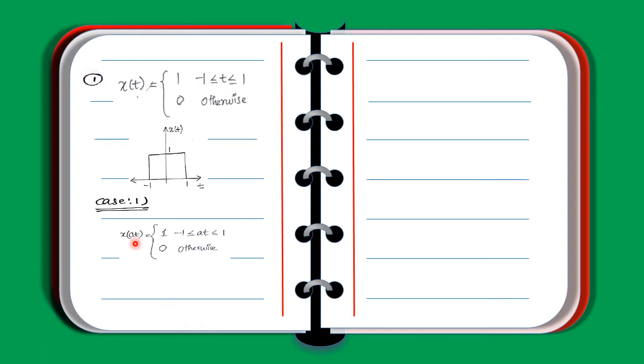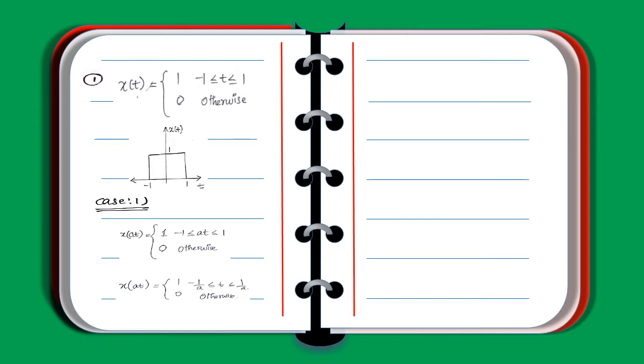To compress or elongate a function, we have to multiply the independent variable t by the scaling factor a. As we have multiplied here also we should multiply. Now let us rewrite this definition such that t lies between -1 by a to +1 by a. These two definitions are equivalent. When at lies between -1 to +1, t will be lying between -1 by a to +1 by a. So now the definition is x of at is equal to 1 between these limits. It is 0 otherwise.